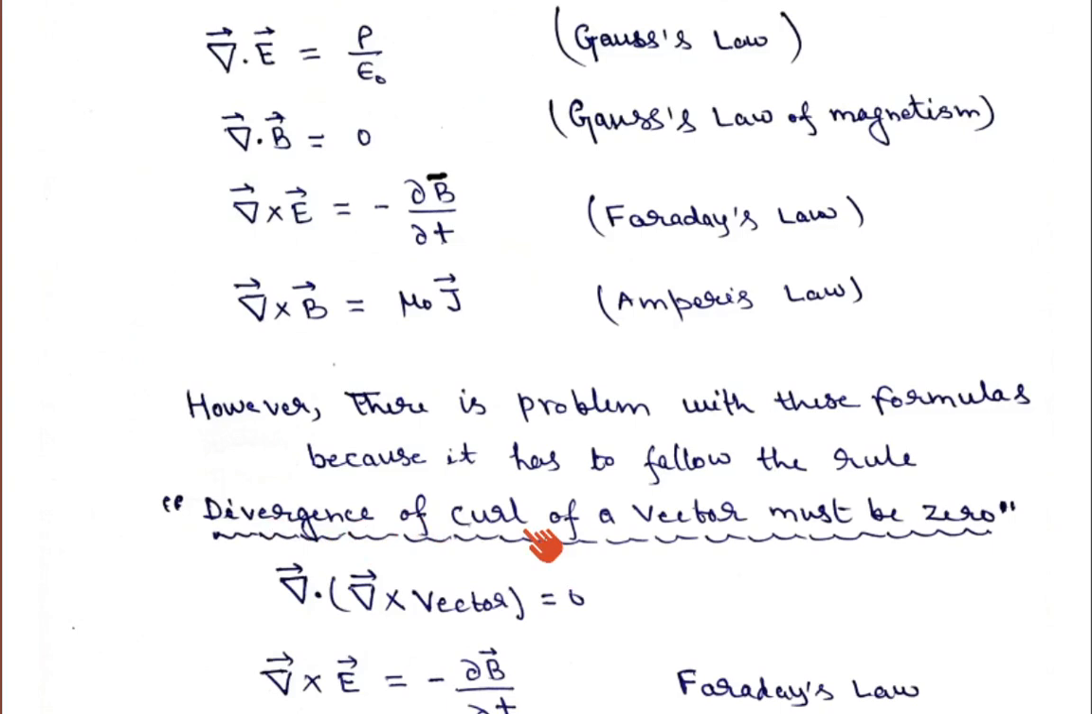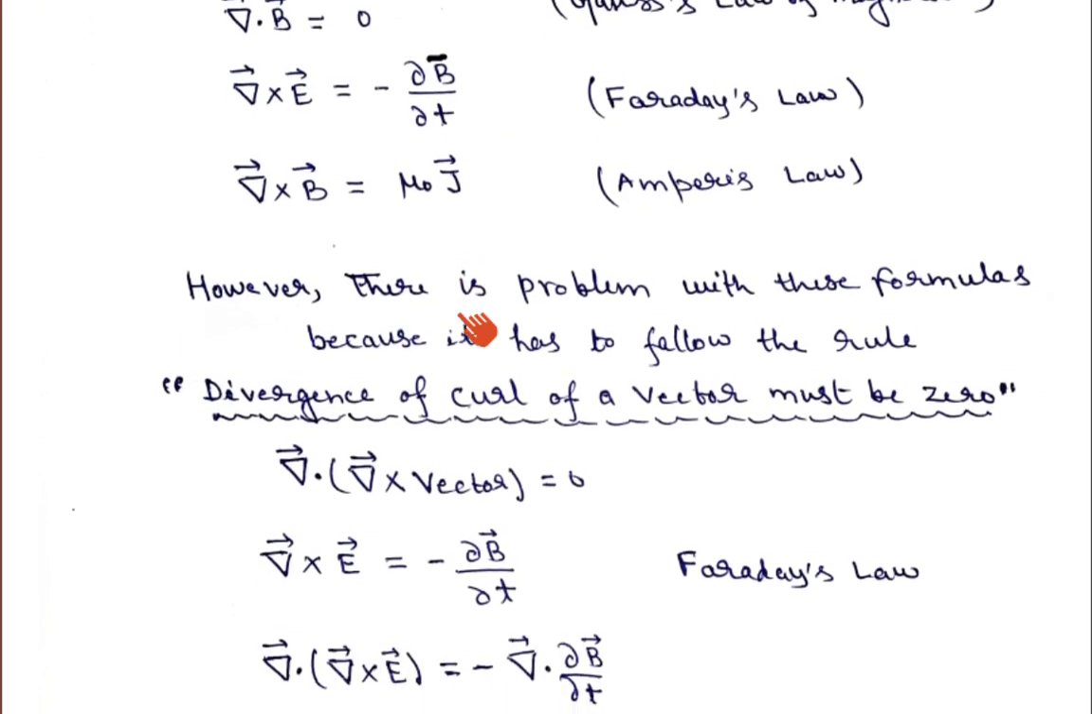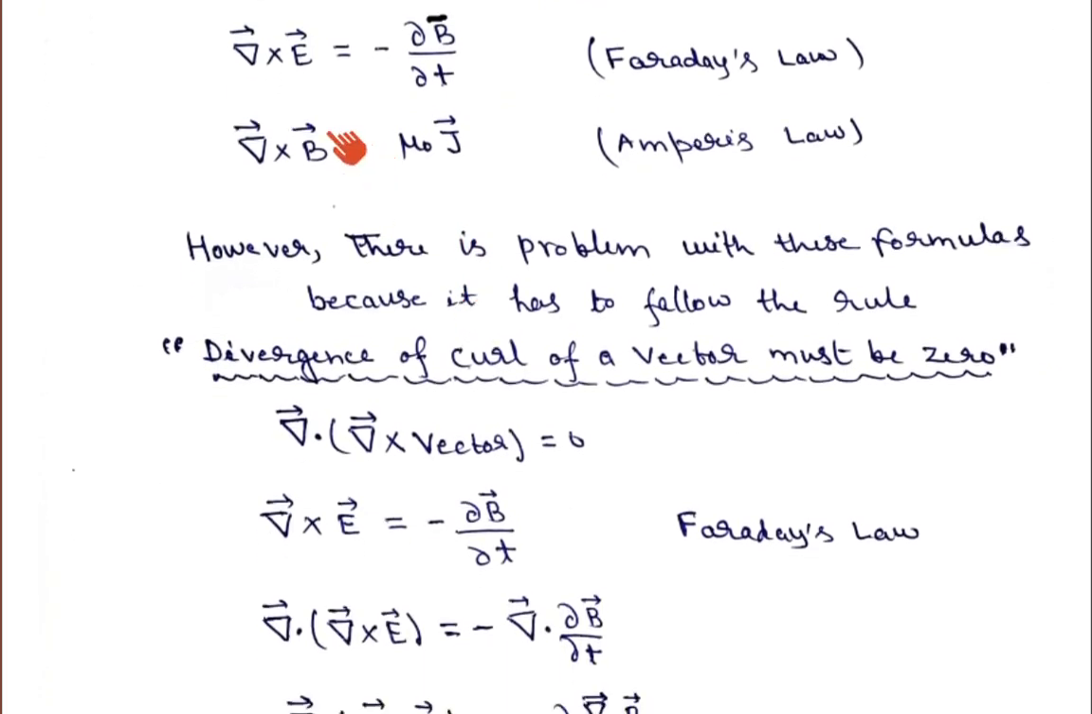Now there are two remaining equations, that is del cross E is equal to minus del B upon del T and del cross B is equal to mu 0 J. Let us say this equation, that is Faraday's law, del cross E is equal to minus del B upon del T. So this is basically curl of E. If we take the divergence on both sides, then both sides must be equal to 0, and then it will satisfy this rule. So that is what we are going to do now.